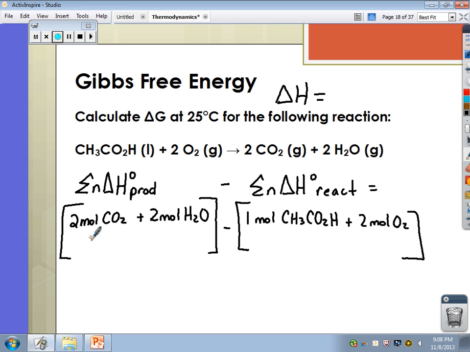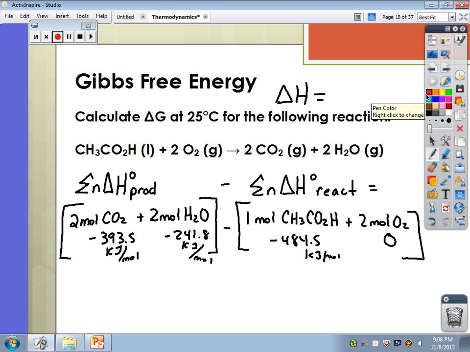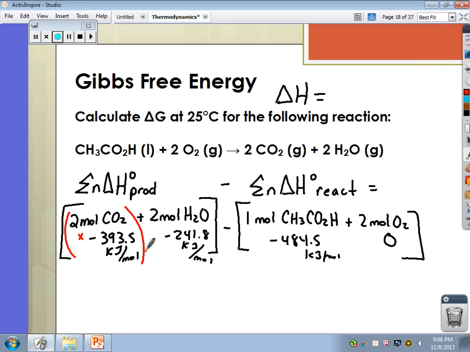are negative 393.5 kilojoules per mole. The value for water is negative 241.8 kilojoules per mole. The value for this is negative 484.5 kilojoules per mole. And if you recall this is 0 because it's an element. So what am I going to do here? I'm going to take these and I'm going to multiply them and add them together with this, multiplying that. I'm going to take this and multiply these values and add it to my 0.